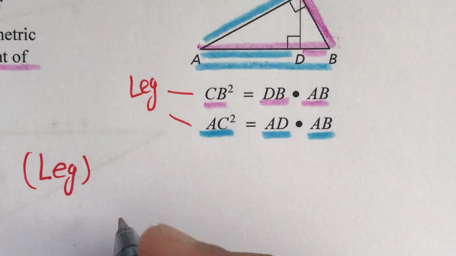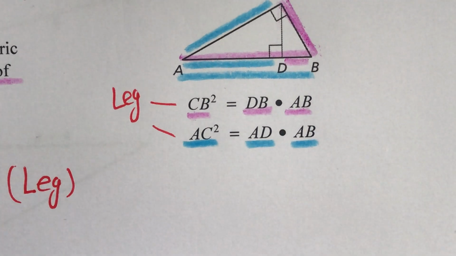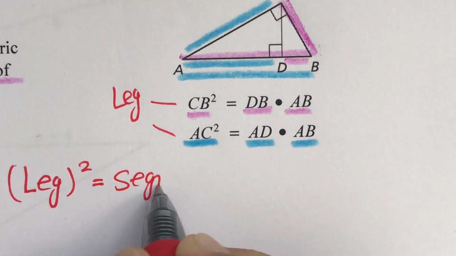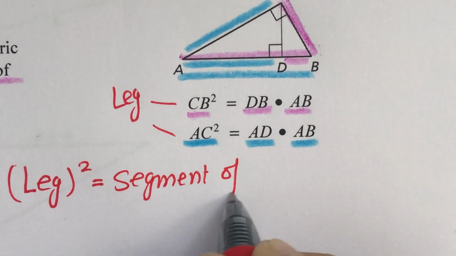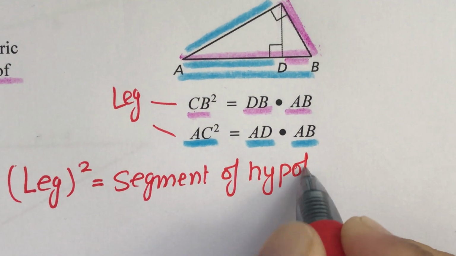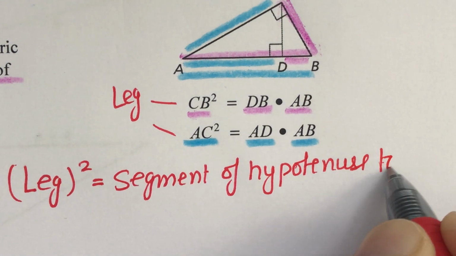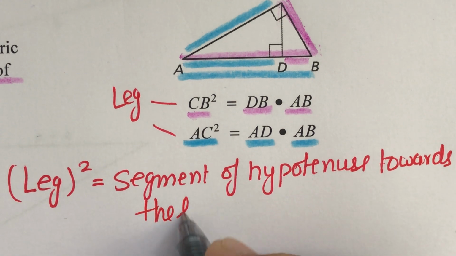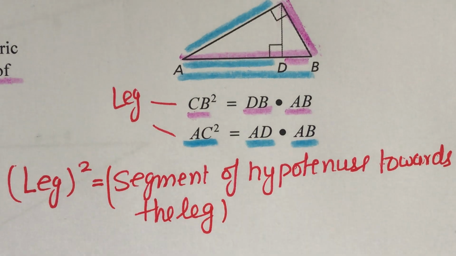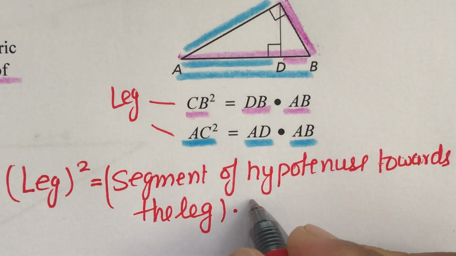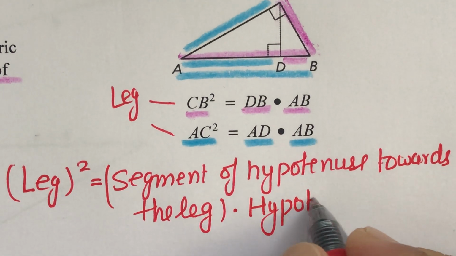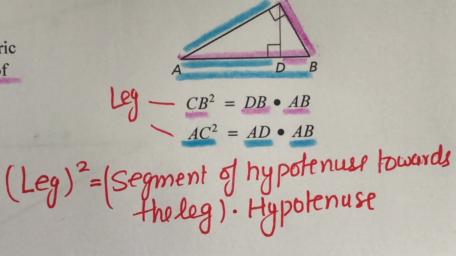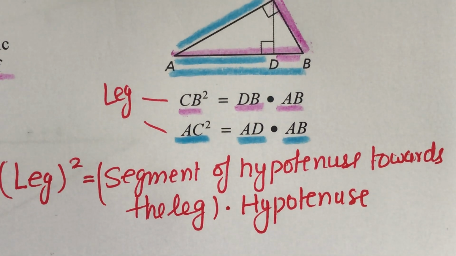If I'm finding a leg, so what I have to do, leg squared is what? Segment of hypotenuse towards the leg, the part which is towards that leg, times the hypotenuse, the whole hypotenuse. So whatever it is, you just change it accordingly. So both of them apply to this thing.